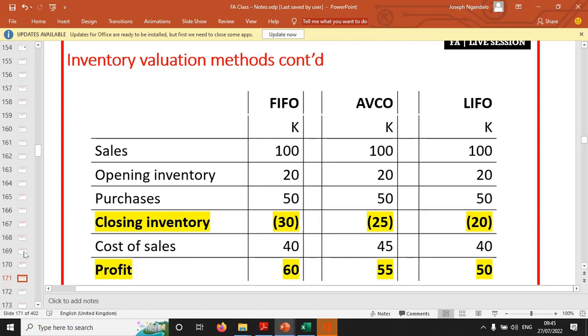So now listen to this. In times of inflation, FIFO is likely to report a higher value of closing inventory. Why? Because look at what is happening today. There's inflation in the land, right? Go and just try to buy something that you like in ShopRite. In 100 kwacha, you come out with less change.